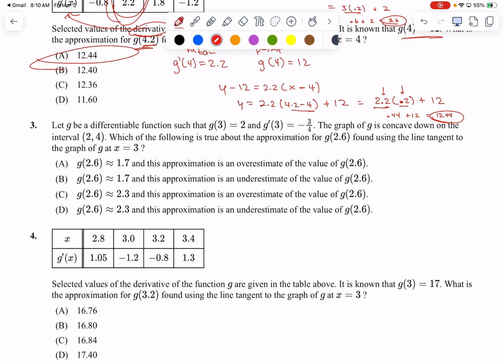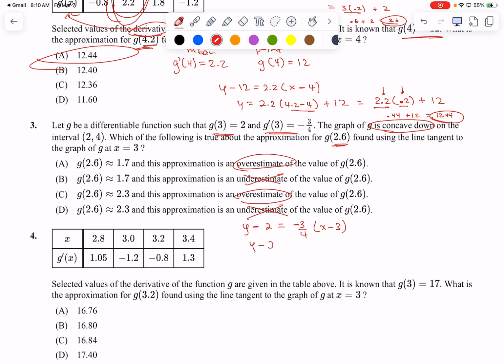Next one, g of 3 is equal to 2. G prime of 3 is equal to negative 3/4. We can write the equation real quick. y minus 2 is equal to negative 3/4 times x minus 3. And they want you to approximate at 2.6. It's concave down, so we know it's going to overestimate again, isn't it? So it's going to be one of these. It won't be the underestimate. So we're just going to plug in 2.6.